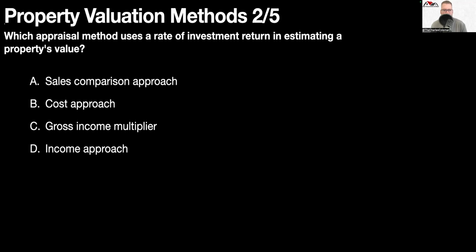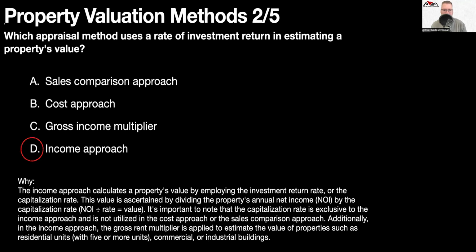Question number 2. Which appraisal method uses a rate of investment return in estimating a property's value? The income approach. The income approach calculates a property's value by employing the investment return rate or the capitalization rate. The value is ascertained by dividing the property's annual net income, the NOI, by the capitalization rate. NOI divided by rate equals value.